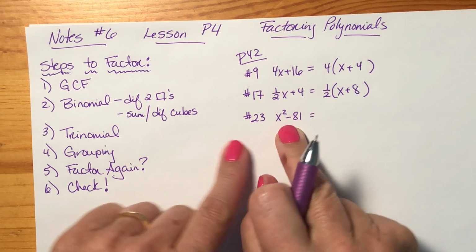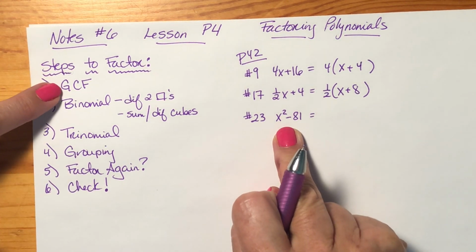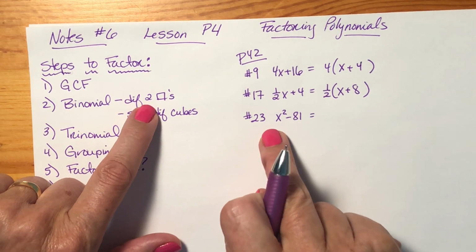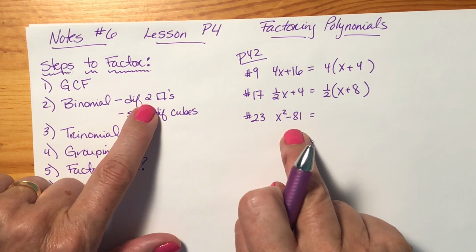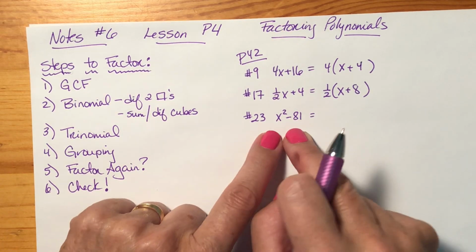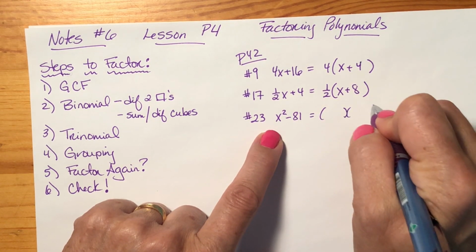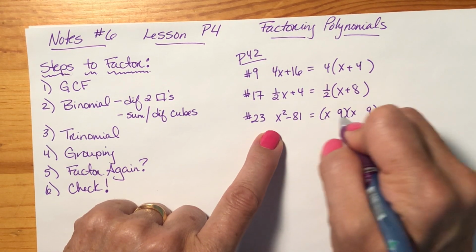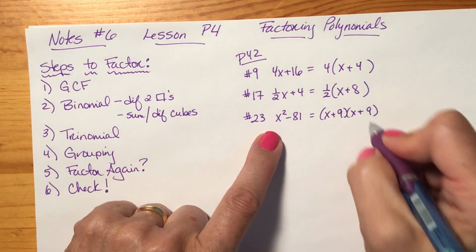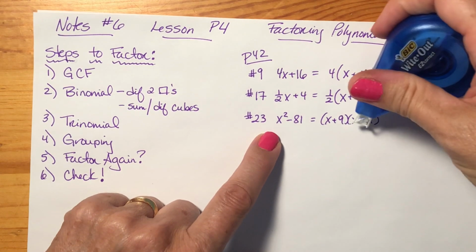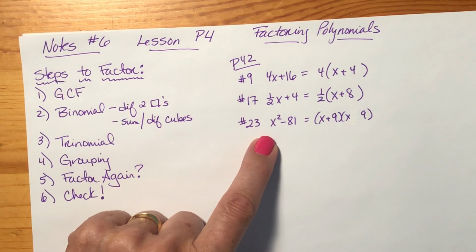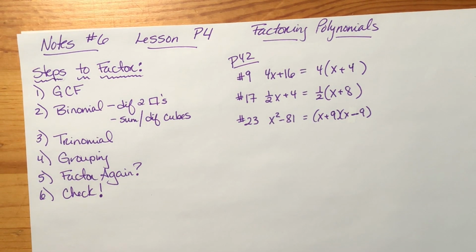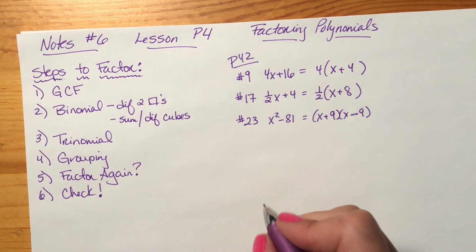Okay, 23. x squared minus 81. Go through your steps. GCF, no. Binomial, yes. Is it the difference of two squares? Well, look at x squared, perfect square. Look at 81, perfect square. So all I need to do is draw my 2 sets of parentheses. Square root of x squared is x. Square root of 81 is 9. And I make sure my signs are different. Real quick, oops, get that white out again. Put that minus sign in there, okay? So make sure your signs are different, so those middle terms will fall out when you FOIL those terms together, okay?